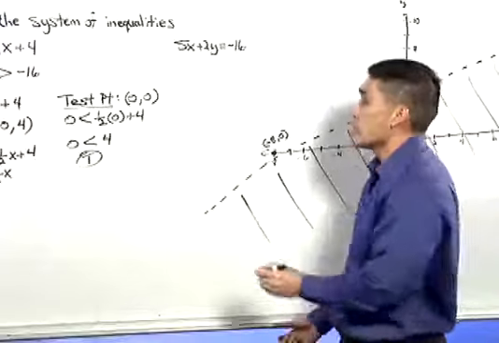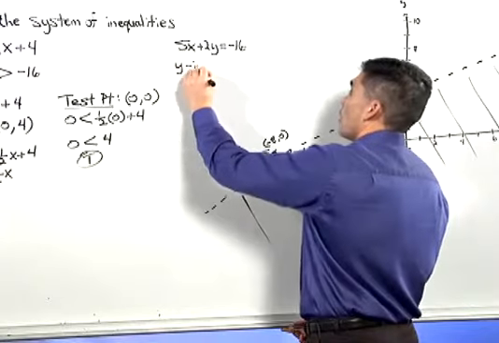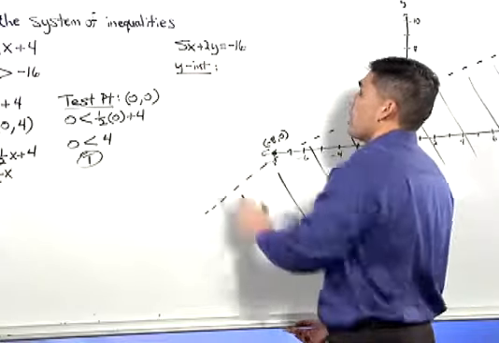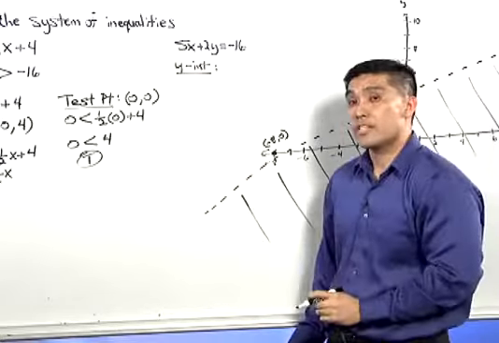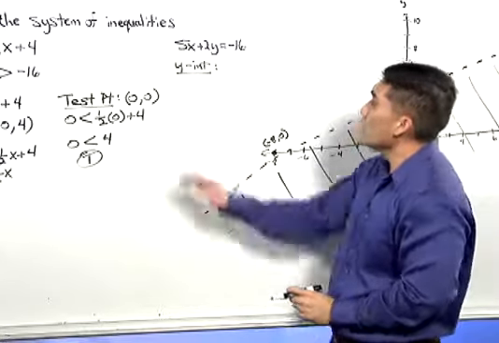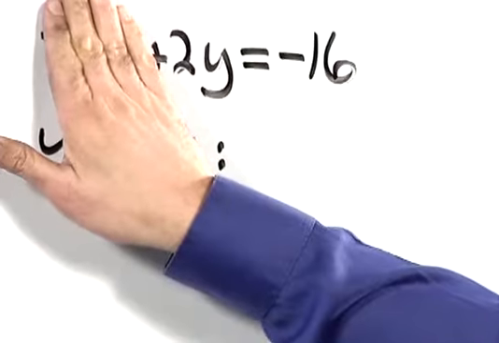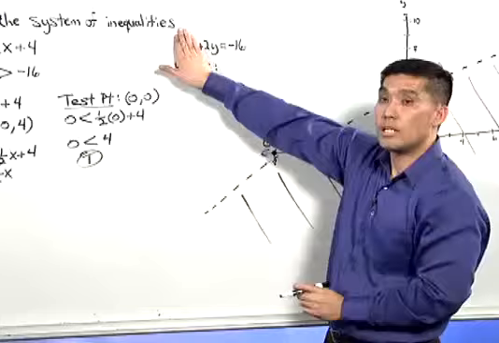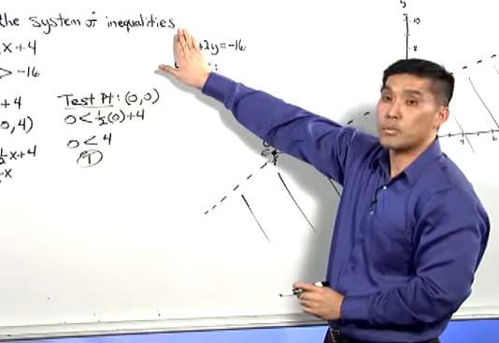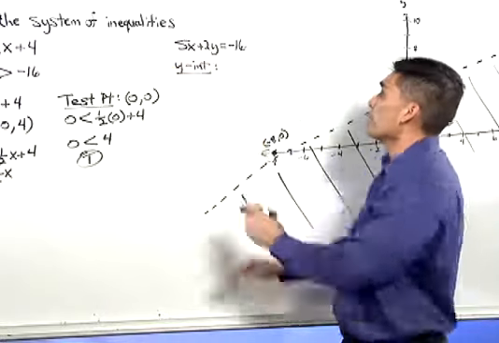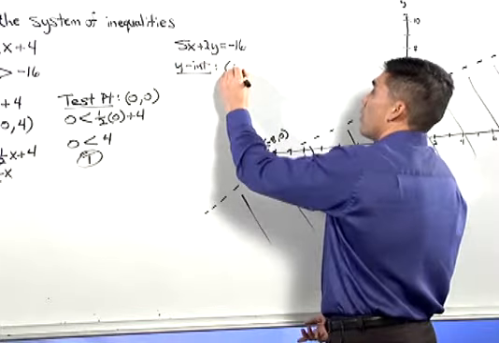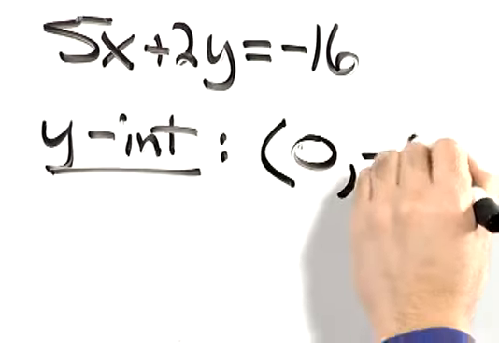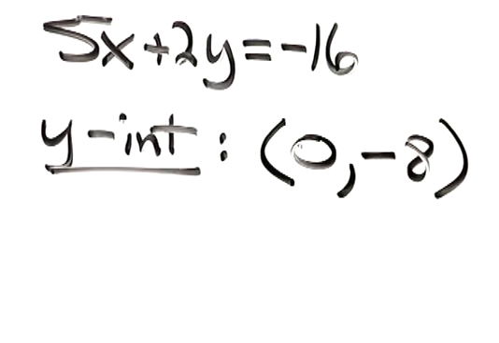To find the y-intercept, we always let x equal 0. In this case, if we let x equal 0, all we're left with is 2y equals negative 16. And solving for y, we end up with y equals negative 8. So our y-intercept is 0, negative 8.